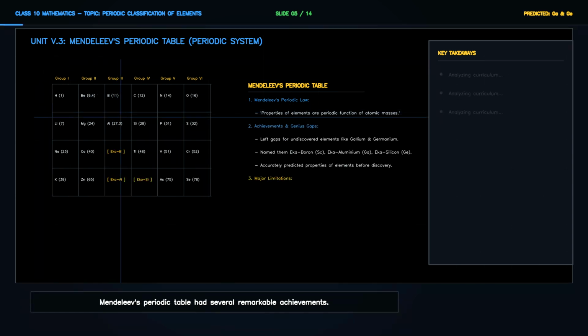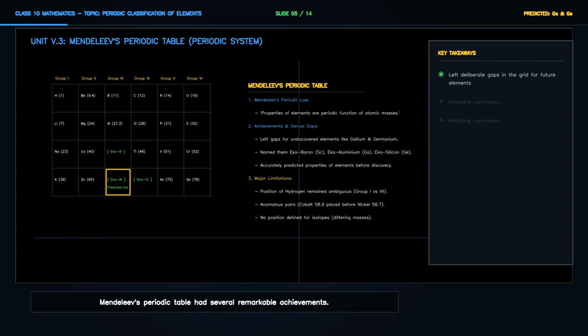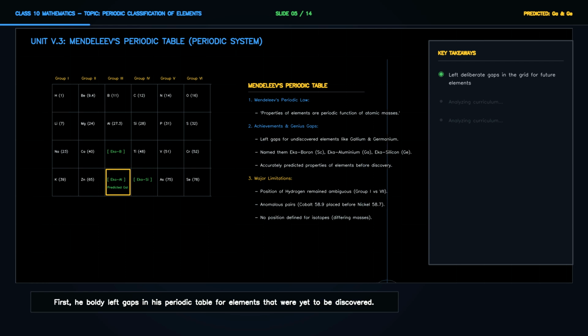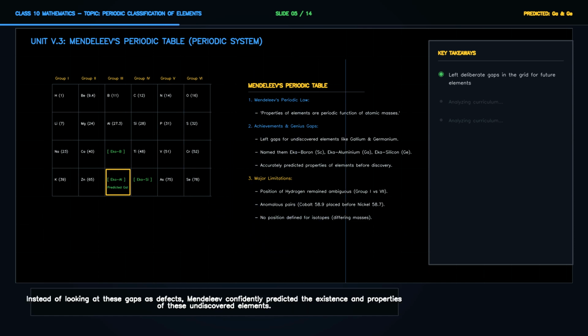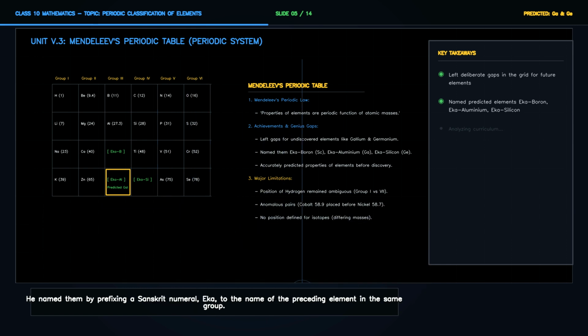Mendeleev's periodic table had several remarkable achievements. First, he boldly left gaps in his periodic table for elements that were yet to be discovered. Instead of looking at these gaps as defects, Mendeleev confidently predicted the existence and properties of these undiscovered elements. He named them by prefixing a Sanskrit numeral, Eka, to the name of the preceding element in the same group. For example, he predicted Eka-boron, Eka-aluminium, and Eka-silicon.